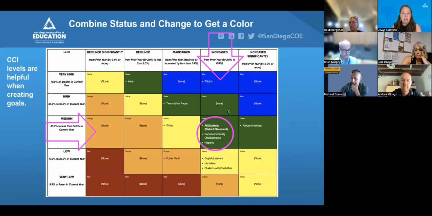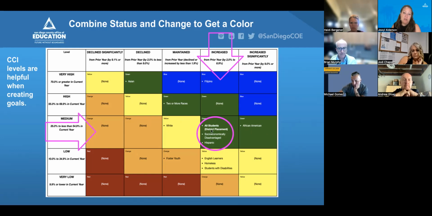As we're still digging into the CCI, if you didn't really know how that status and change works, this is just a graphic representation of that. And so we can see, this year when you get your status, maybe you're at medium. And medium could be orange, it could be yellow, it could be green. It just depends on if you're improving from the year before or not.